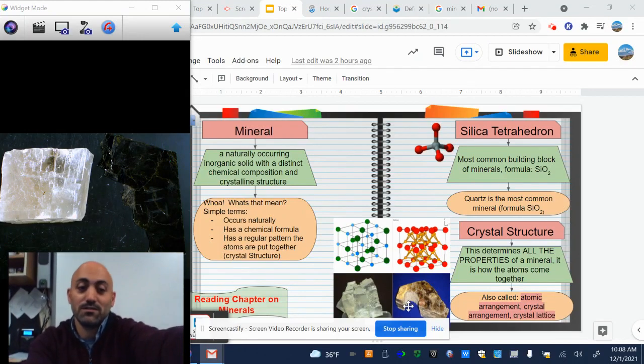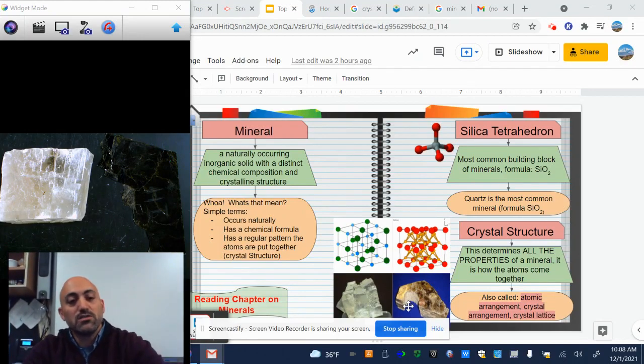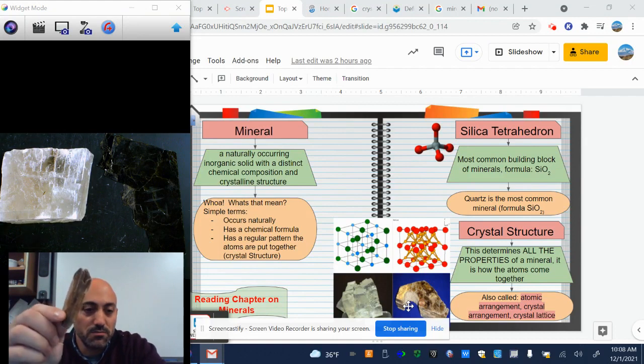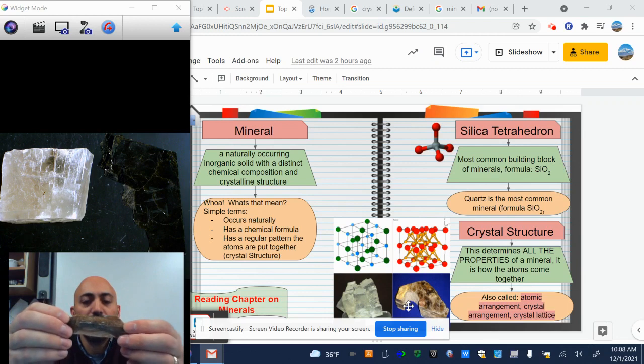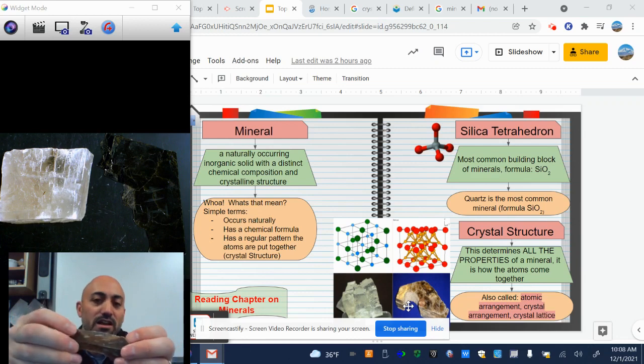Minerals. They're cool because they make up rocks, and rocks are cool. So I've got some different minerals here. All right, this is a mineral. It's a crystal, and it's a mineral. So the thing about minerals, they occur naturally.